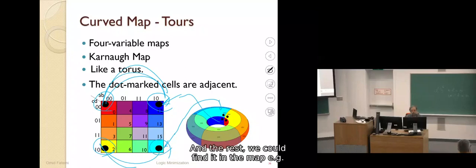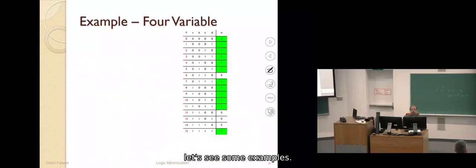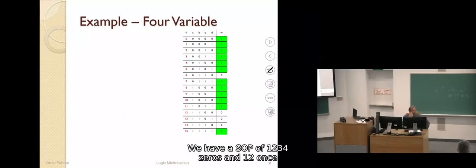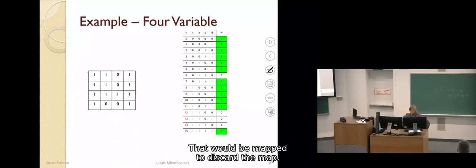And the rest, we could find it in the map. For example, let's see some examples. This is an example. We have a SOP of 1, 2, 3, 4 zeros and 12 ones. So that would be mapped to this Karnaugh map.